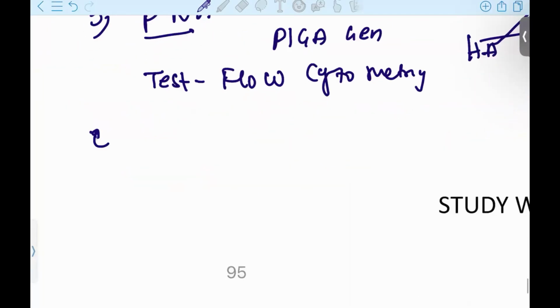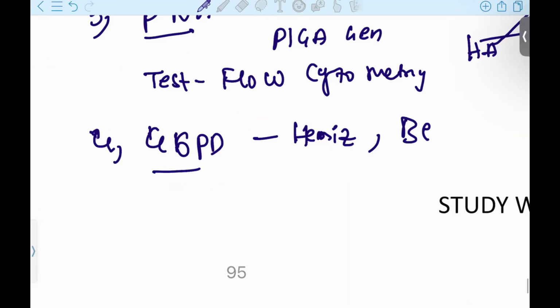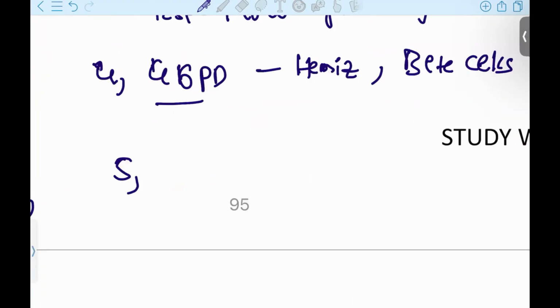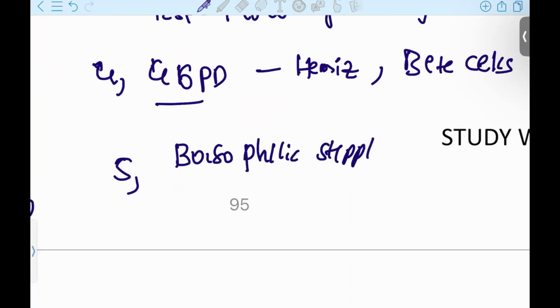Next, yesterday we discussed that in G6PD patients, the features seen are Heinz bodies and also bite cells, right? These are the features. Next, fifth one, megaloblastic anemia. In megaloblastic anemia, you will be seeing basophilic stippling and also Howell-Jolly bodies.